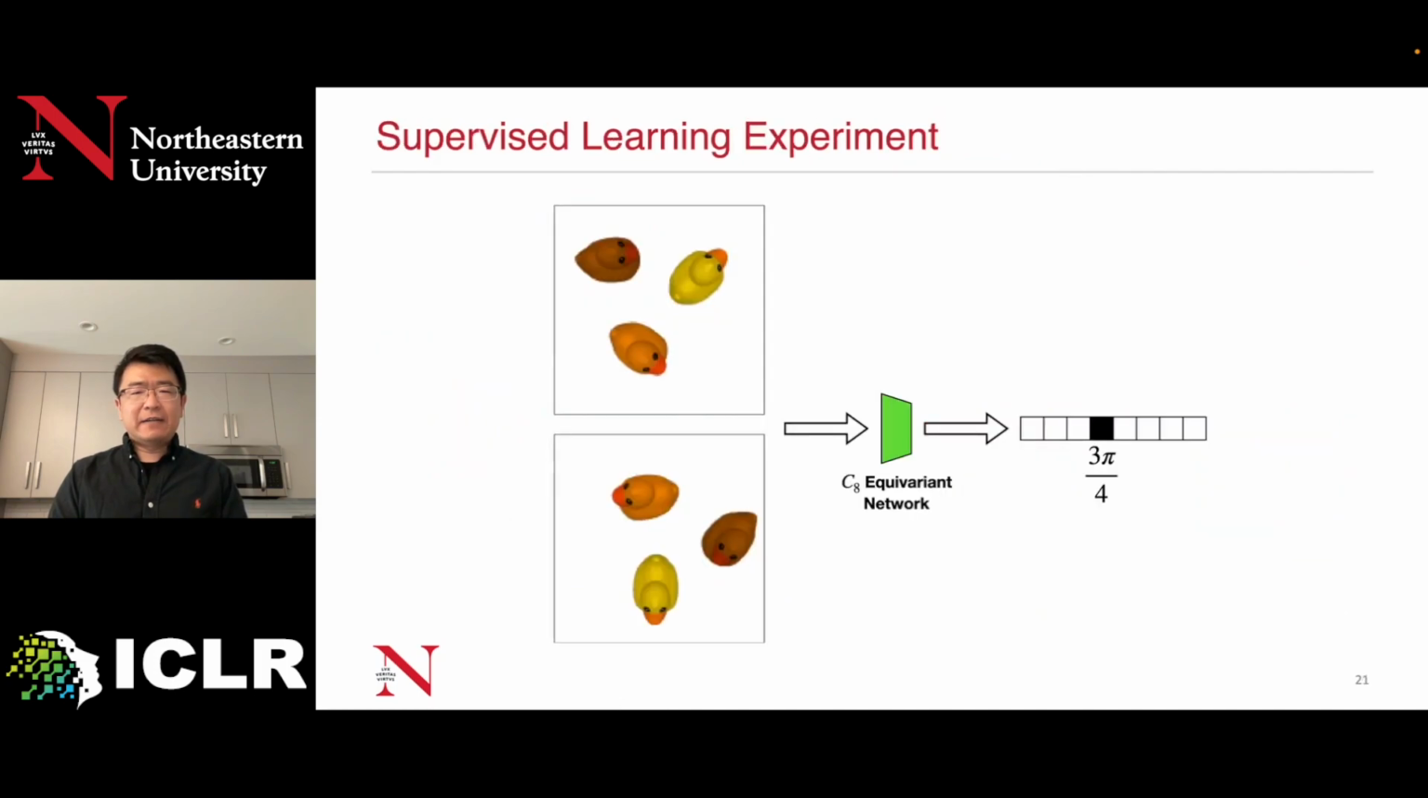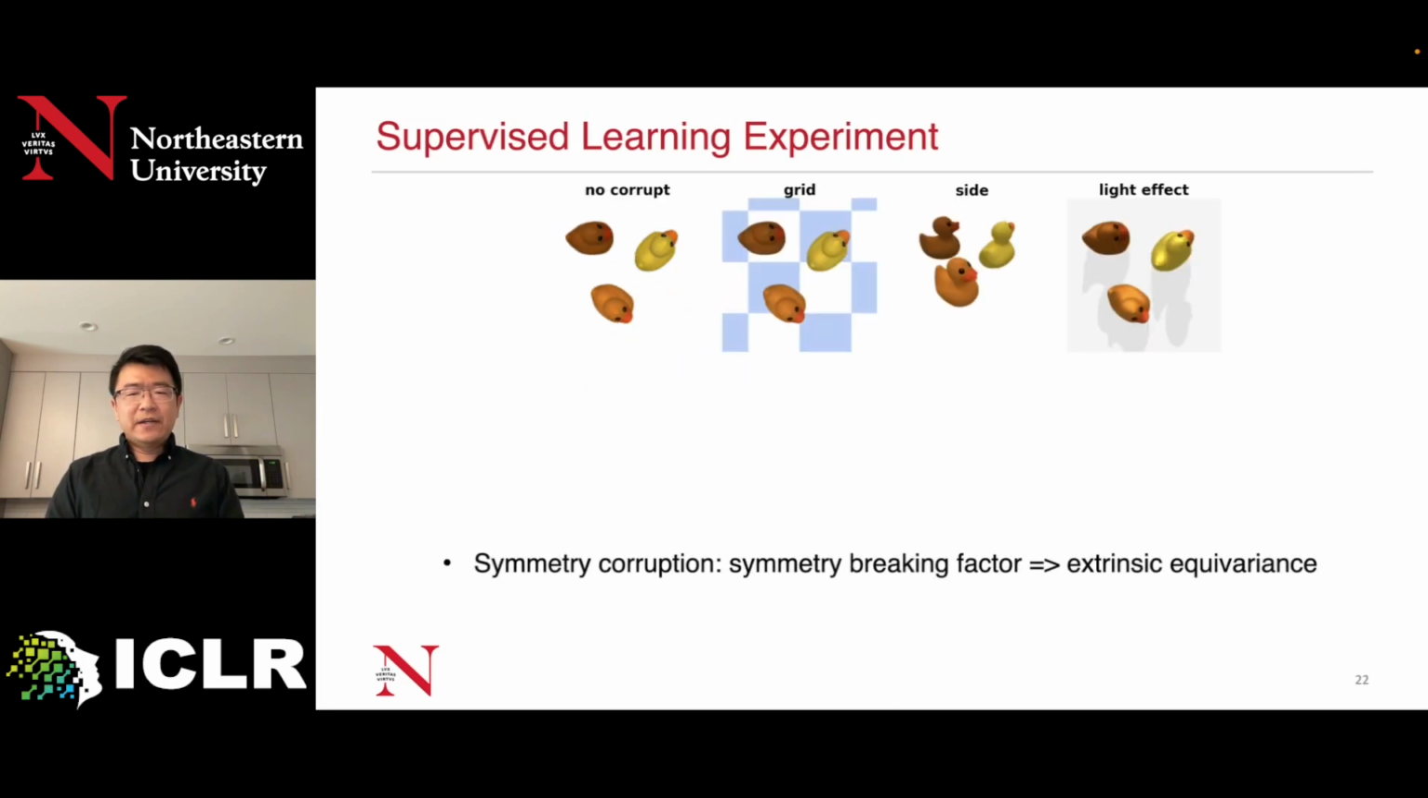To validate our hypothesis that extrinsic equivariance is helpful, we first perform an experiment in a supervised learning setting. Here, our goal for the network is to estimate the relative object rotation between two inputs. If we have a perfect top-down image, then we will have correct equivariance. However, we introduce some symmetry breaking factors that will lead to extrinsic equivariance. We call them symmetry corruptions.